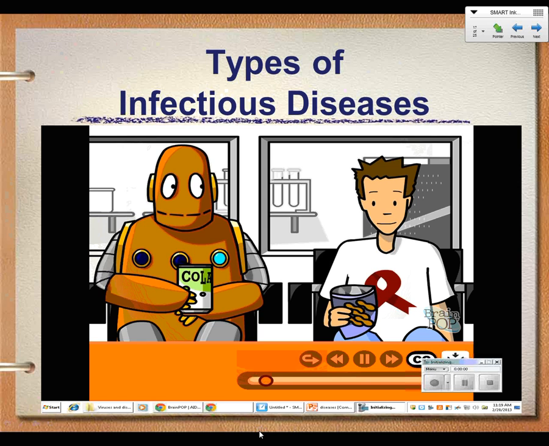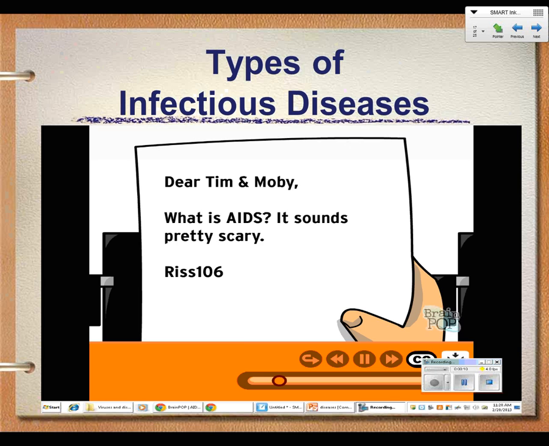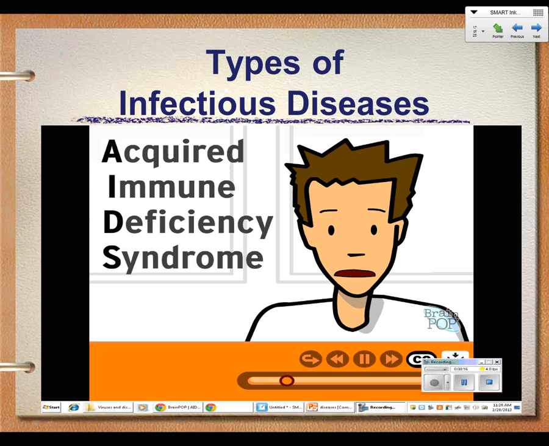Yeah, medical research is tough work. That's left to professionals. Dear Tim and Moby, what is AIDS? It sounds pretty scary. AIDS is short for Acquired Immune Deficiency Syndrome. It's a disease that damages the body's immune system. Well, your immune system is your body's way of fighting off sickness and infection.